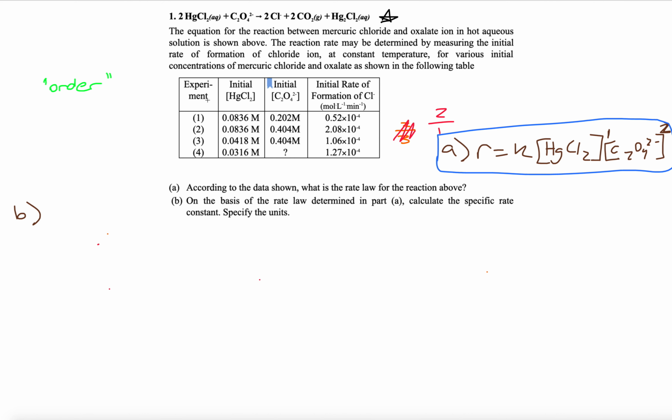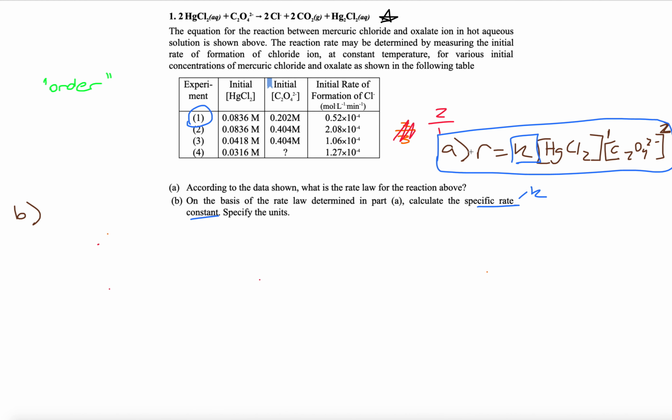So we can really look at any experiment we want when we're doing part B. I'm just going to go with experiment 1 because why not. So our rate law is very important here. Let's just plug in our values to our rate law. We have everything we need except for K, and K is the rate constant. That's what we're trying to find. If we use experiment 1, we have every single value we need except for K.